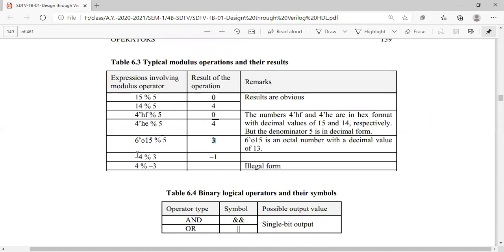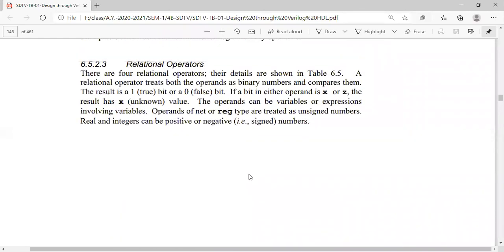Here you have to write the minus symbol for the first one only, right? This decides the sign of the output we get. You can't simply write your negative symbol here. If it is like that in your coding, it is an illegal form, right?